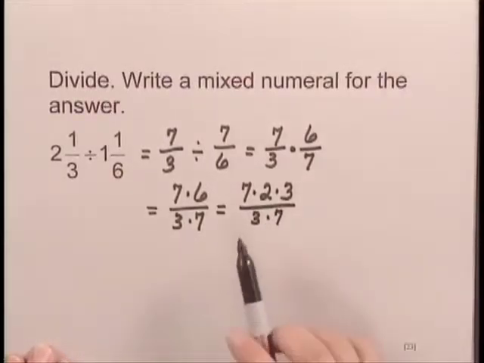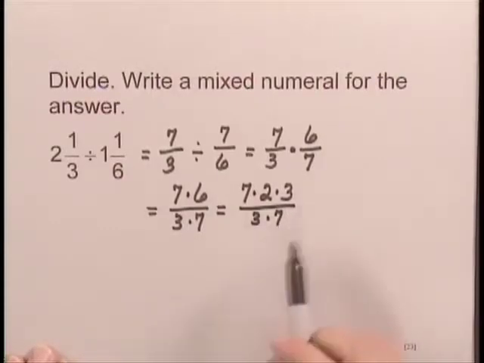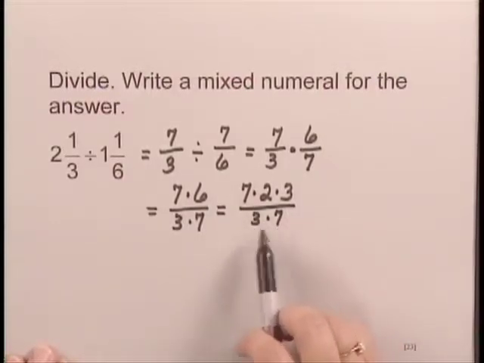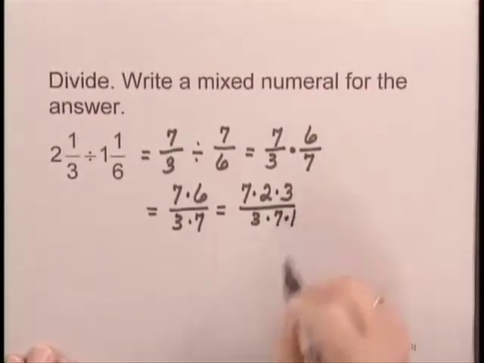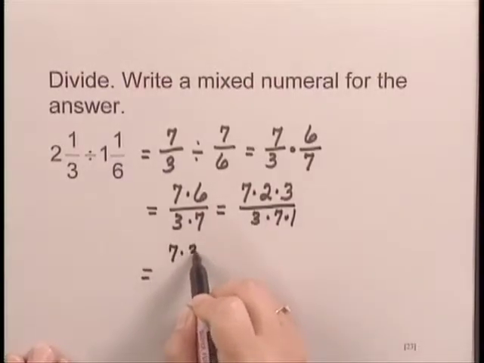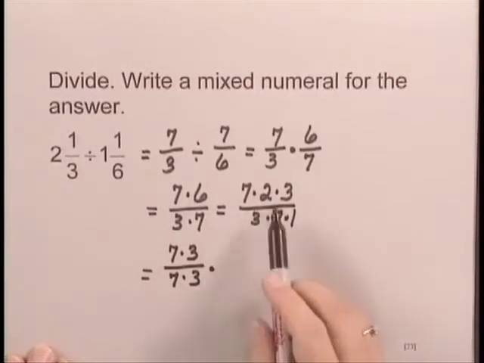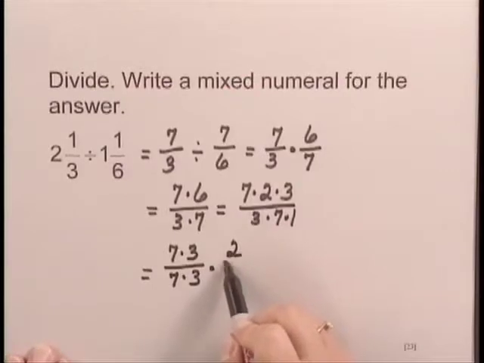Now I need to factor out a 7 and a 3 in the numerator and a 7 and a 3 in the denominator. I notice that when I factor out the 7 and a 3, I will be left with nothing in the denominator, so I'm going to add a factor of 1 so you can see how this works. I have 7 times 3 over 7 times 3 times 2 in the numerator and 1 in the denominator.